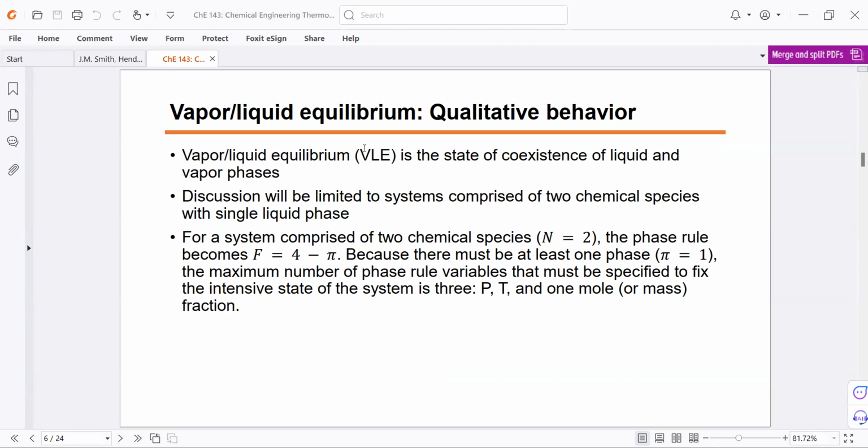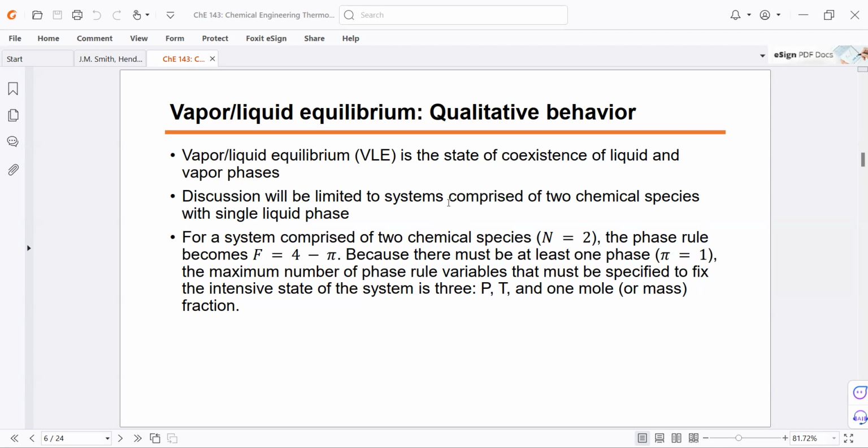So we now move on to the qualitative behavior of vapor-liquid equilibrium. Here we will begin describing the diagrams that we have pointed out in the learning objectives. So let's focus our attention on vapor liquid equilibrium, or VLE for short. In vapor liquid equilibrium, there's coexistence of both liquid and vapor phases.